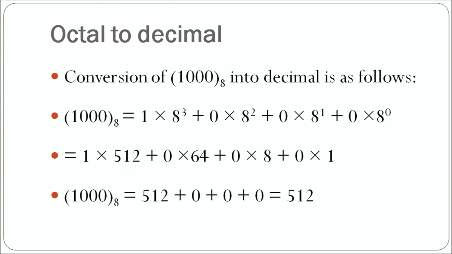So 512 plus 0 plus 0 plus 0, because anything multiplied by 0 becomes 0. And now when we add all these things, the output is 512. So the decimal number 512 has the octal representation 1000. When we convert the octal number 1000 into a decimal number, we get 512.